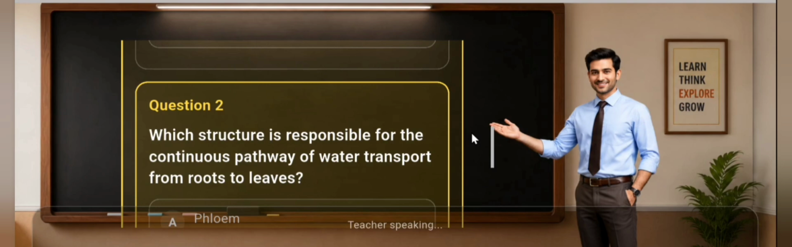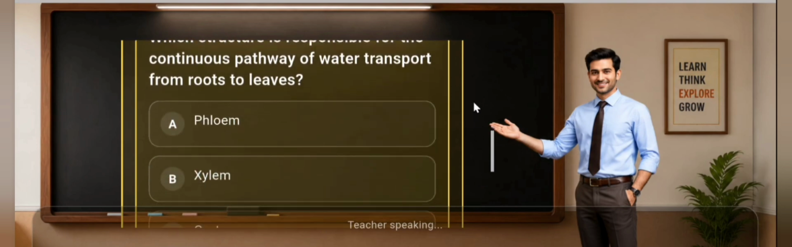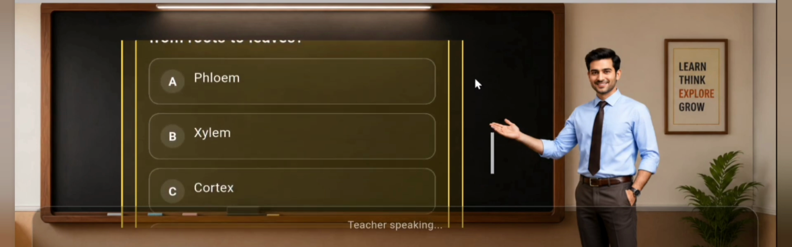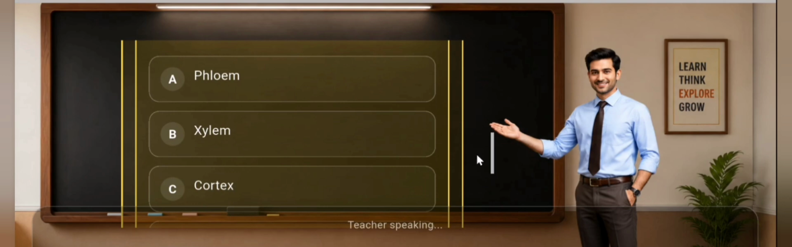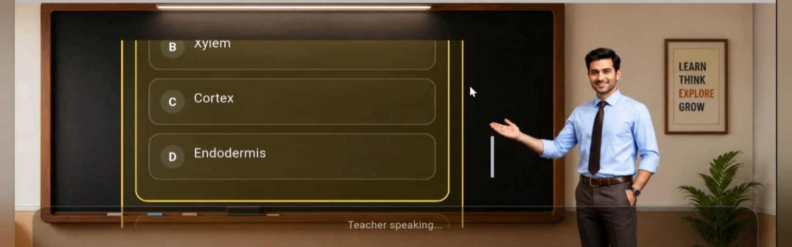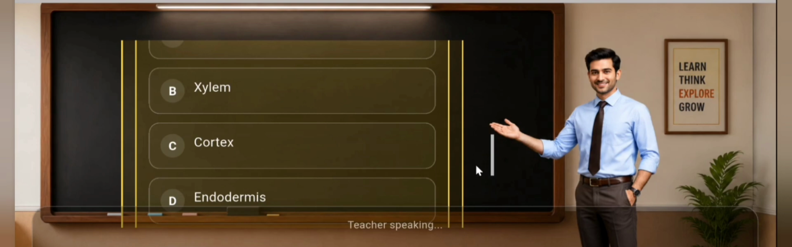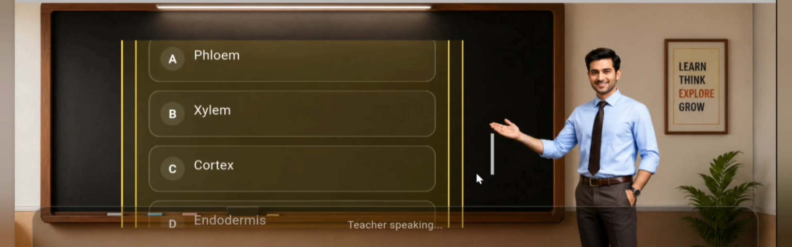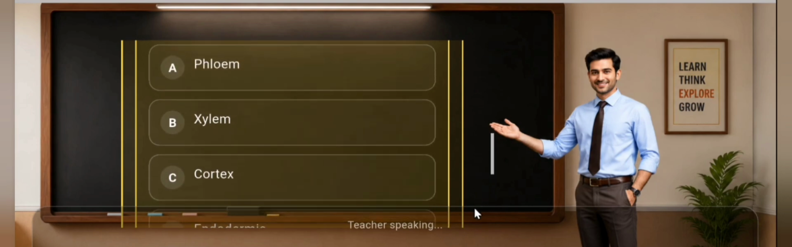Question 2. Which structure is responsible for the continuous pathway of water transport from roots to leaves? Take 5 seconds to think. The options are A. Phloem, B. Xylem, C. Cortex, D. Endodermis. Now look at the options carefully. The correct answer is option B, which is xylem.